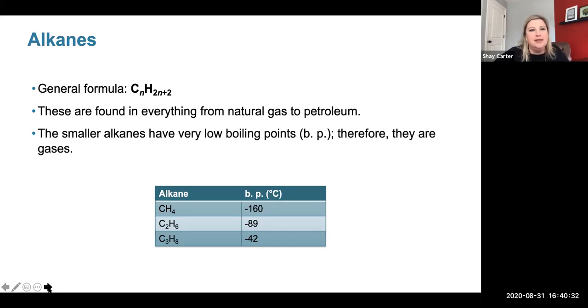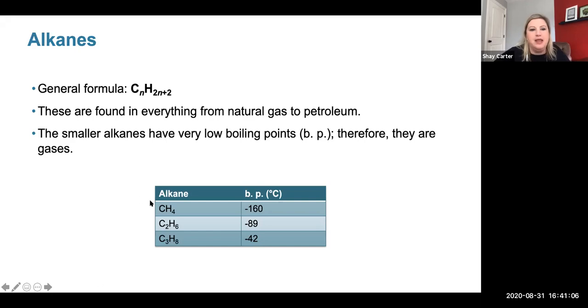So we find these alkanes in a lot of fossil fuels, okay? So everything from natural gas, petroleum, those kind of things. The smaller alkanes have very low boiling points and are gases. So up until we get to butane, butane is our first alkane that is a liquid at room temperature. Propane, ethane, and methane are all gases at room temperature. We're going to talk about why that is when we get there.